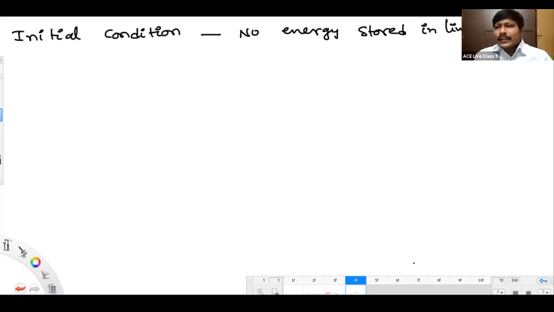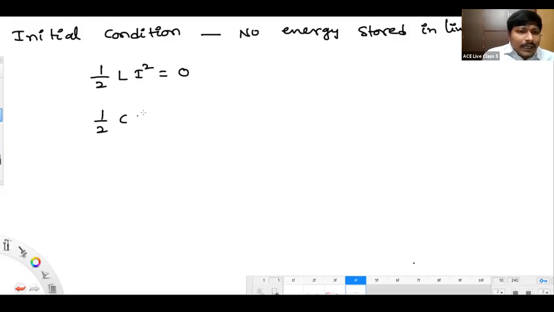No energy stored in the transmission line. What does that mean? Anybody please tell me. What do you mean by no energy stored in the transmission line? That is nothing but half L i square is 0, and half C V square is also 0.